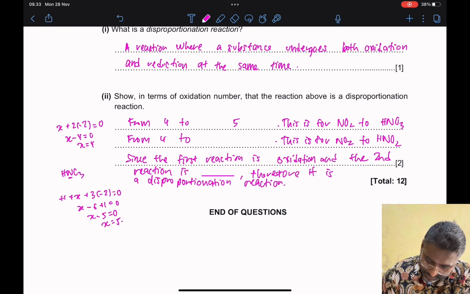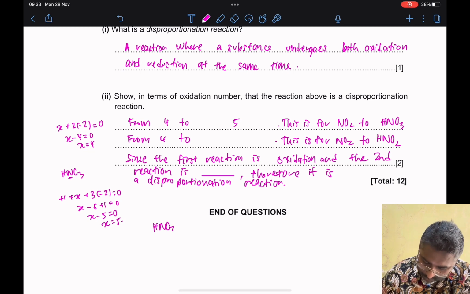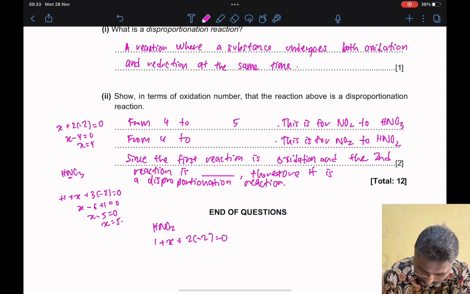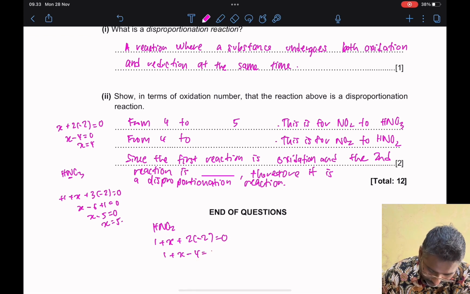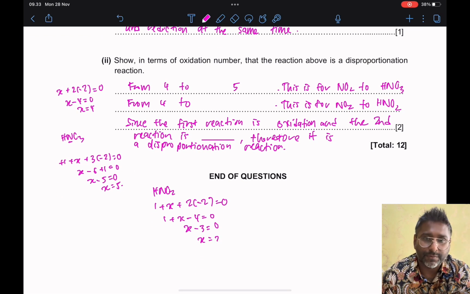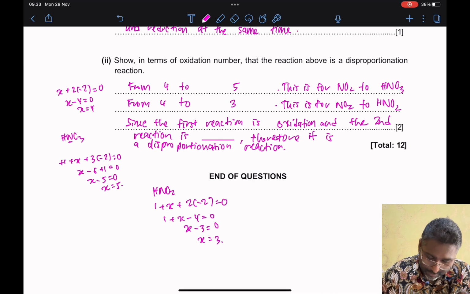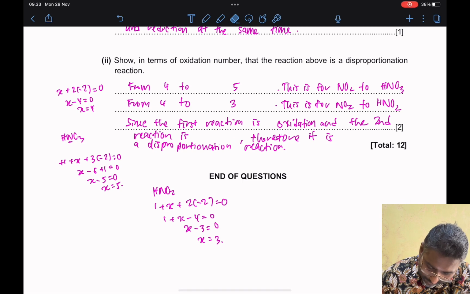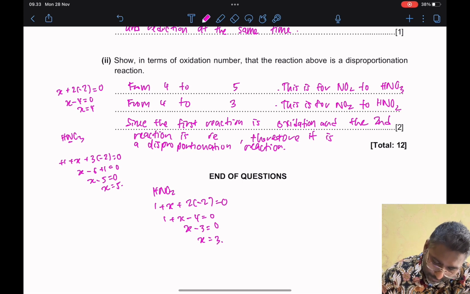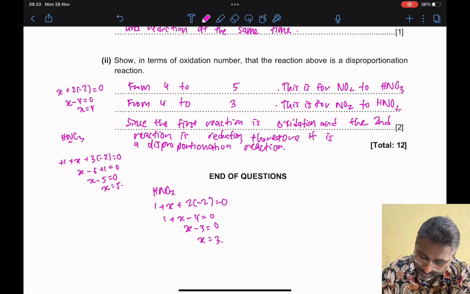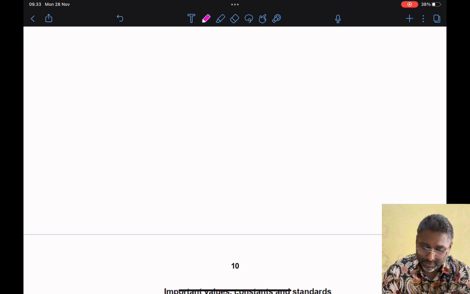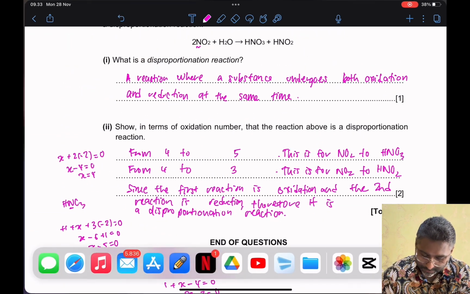And the second reaction, from 4 to what? HNO2: 1 plus X plus 2 times negative 2 equals 0. 1 plus X minus 4, X minus 3 equals 0. X equals 3. So this one is 4 to 3. Therefore the second reaction is going to be reduction. Therefore it's a disproportionation reaction. Done. So end of the question.